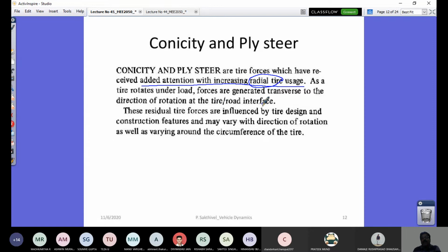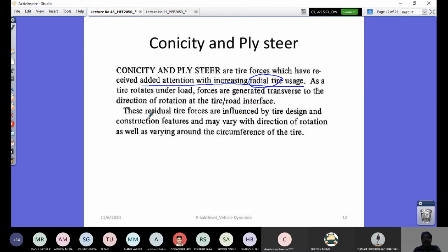A tire rotating on a vehicle constrained to the axle is different, right? But if you take a free tire and just roll it on a floor, you see that it won't go straight; it will automatically take a turn. That is because of the conicity effect of your tire. So we'll understand that. The forces due to this are called conicity and Ply Steer.